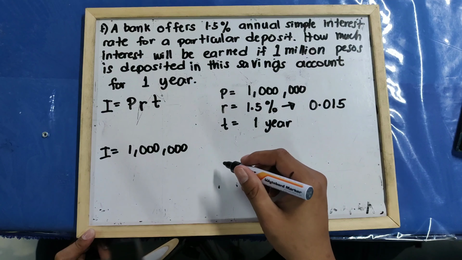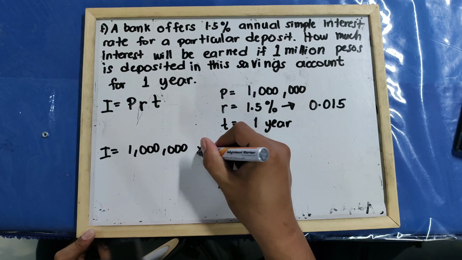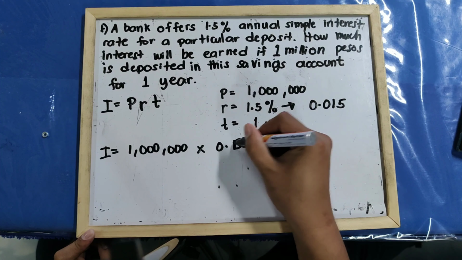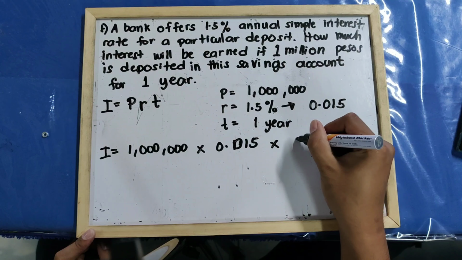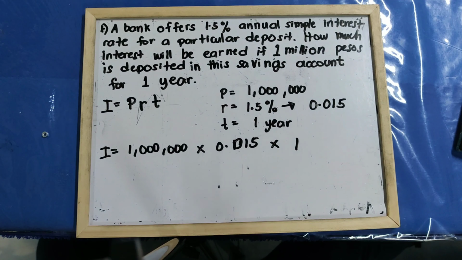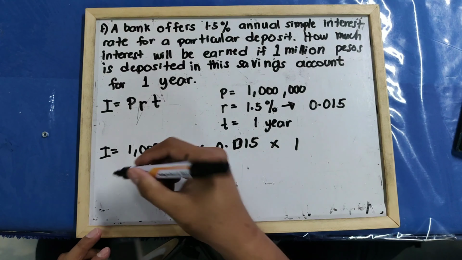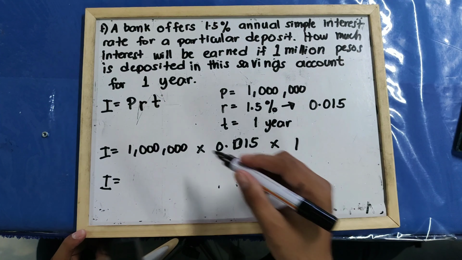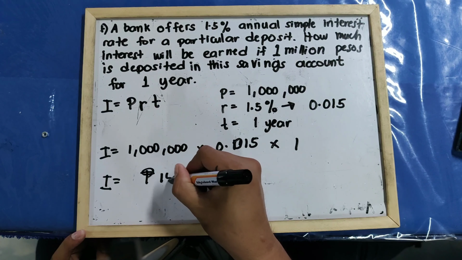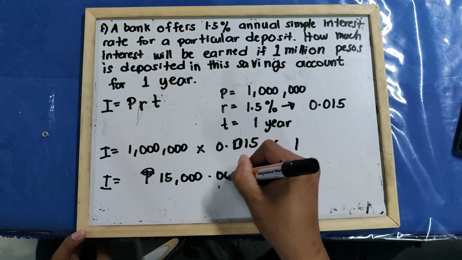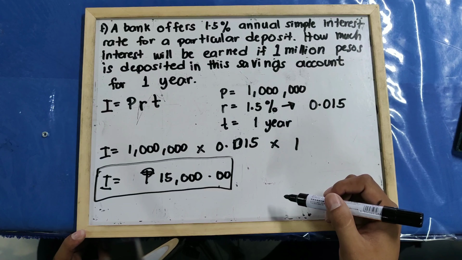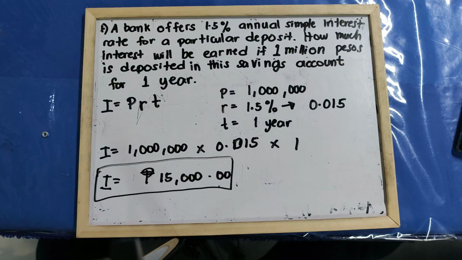Our rate is times 0.015 and 1. So class, do not complicate things. You can directly use your calculator. So our interest here, I, is 1 million times 0.015 times 1, which is 15,000 pesos. So this is our interest. I is equal to PRT.